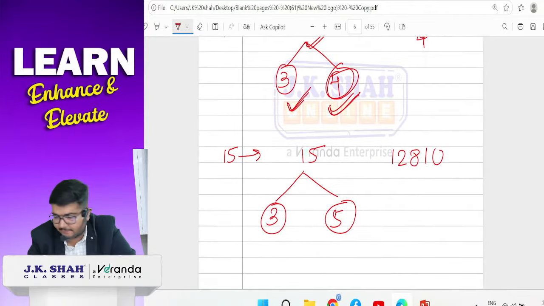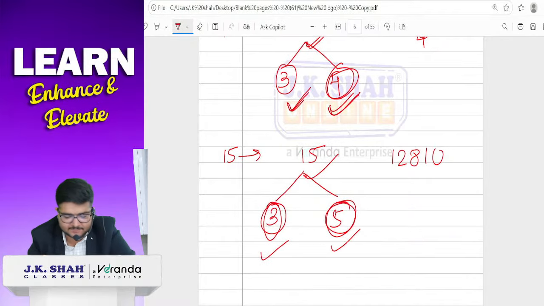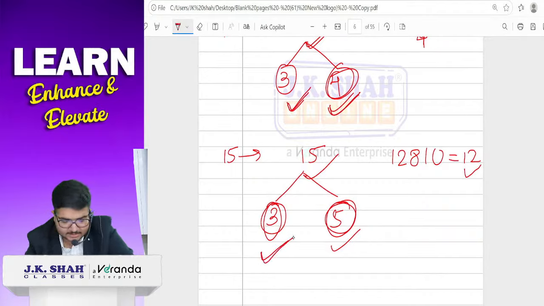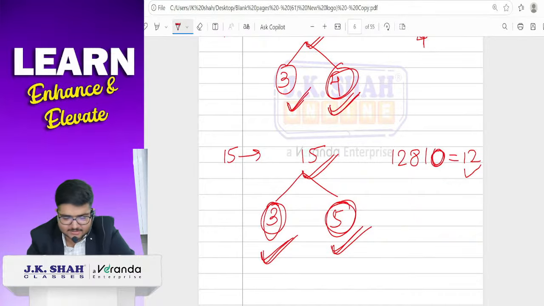Let us check. For this you have to apply two divisibility rules, which are of 3 and 5. If it is divisible by both, then it will be divisible by 15. Let us check if it is divisible by 3. Please add all the digits. The addition of all the digits is 12. It is divisible by 3. Correct. Now let us check divisibility of 5. Is this divisible by 5? Yes, it is ending in 0. It is always divisible by 5. Sir, it is divisible by 5 as well as by 3. Then it is divisible by 15 also. So this is the divisibility rule of 15.